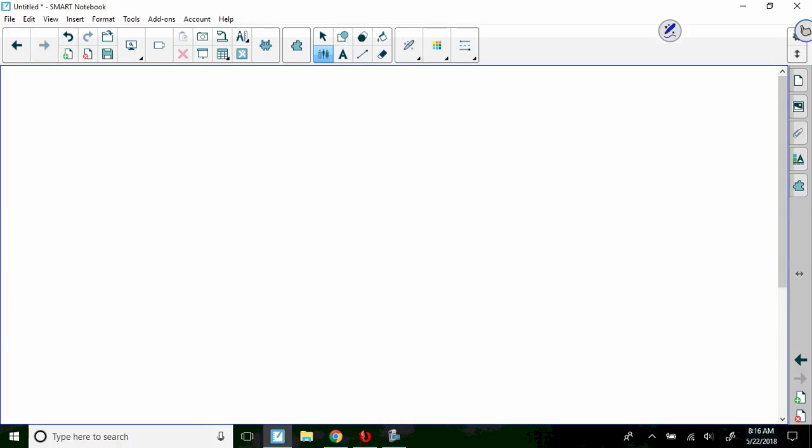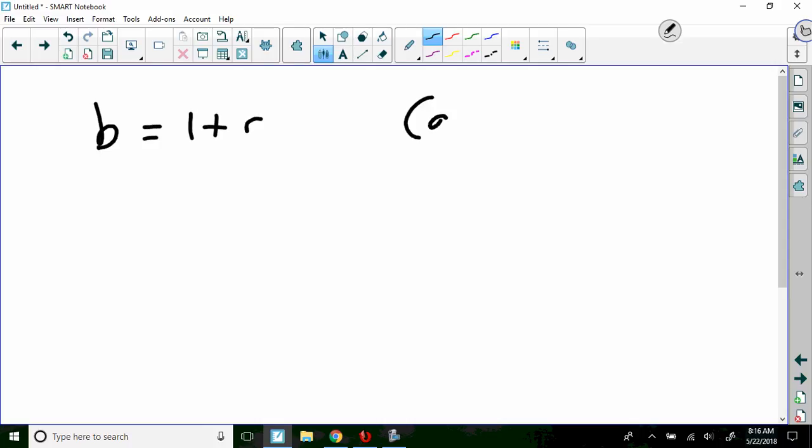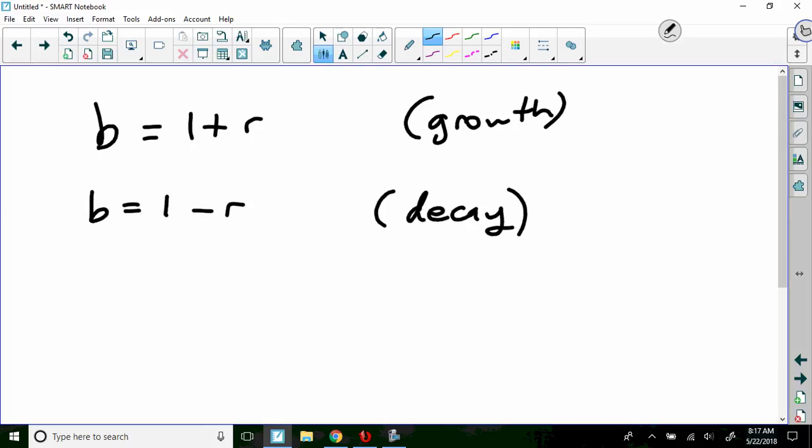Okay, so what I'd like to look at then is the fact that the b is 1 plus r if we're talking about growth, and the b value is 1 minus r if we're talking about decay. So anytime you're given a story problem and they mention something depreciating, they mention the word depreciation.